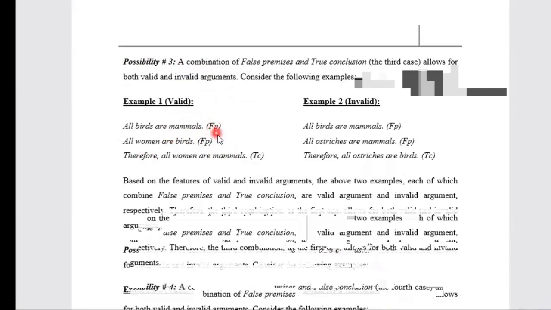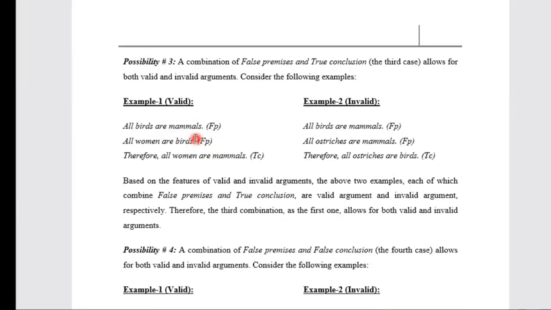All birds are mammals. It's a false premise. We assume it as a false premise. We are not obliged, or you should not actually think of the truth value of these premises. You can argue by supposing these two premises are false, no matter their actual or factual truthfulness. We assume all birds are mammals, and all women are birds as false premises. If we assume these false premises, we can conclude that all women are mammals.